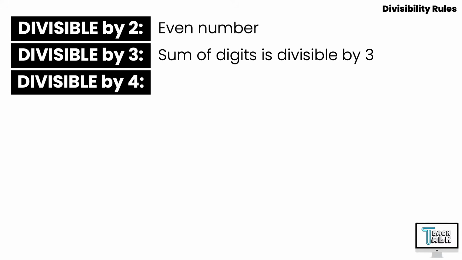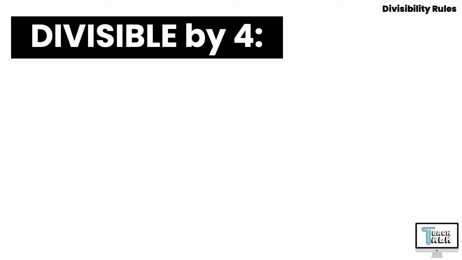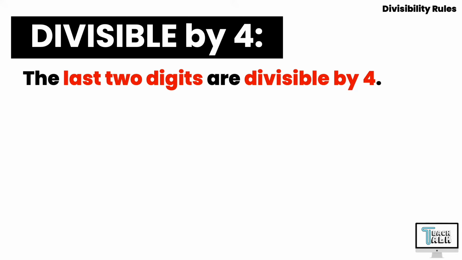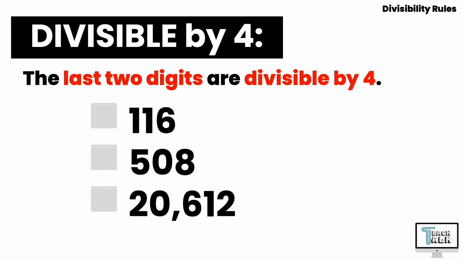Let's proceed to divisible by 4. Sa divisible by 4 naman guys, we can say that a number is divisible by 4 if the last two digits are divisible by 4. So this is applicable po sa mga malalaking numbers. So we have here, for example, 116, 508, 20,612. Ang last two digits sa ating 116 is 16. And take note, 16 is divisible by 4. Therefore, 116 is divisible by 4.